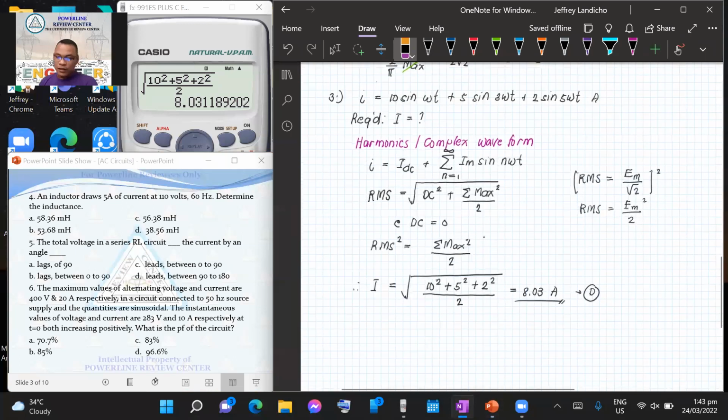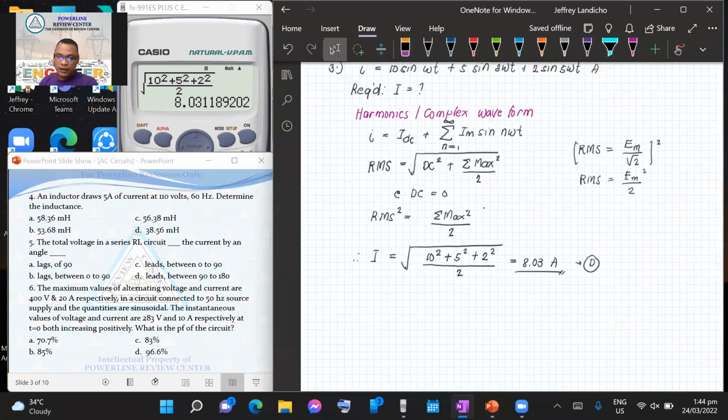Okay, so I will leave number 3. Let us try number 4. Before I solve it, although it is simple, we will go back to what we call frequency response.